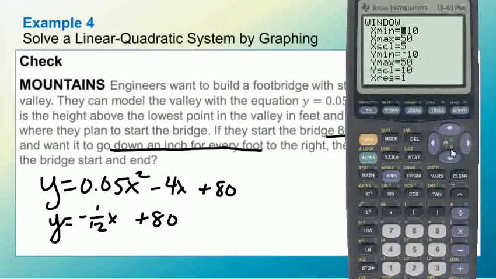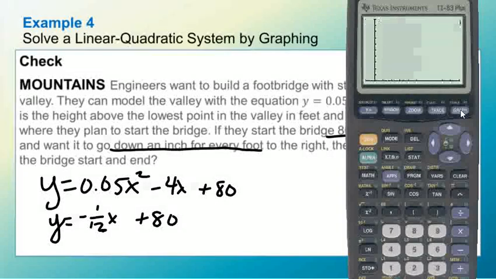I need to extend this, so I'm going to change my window. For x, we'll keep the minimum at negative 10, and make the maximum 100. We'll count by tens. The minimum for y we'll do 0. The maximum height, we have to get at least 80, so let's do 100 and count by tens as well.